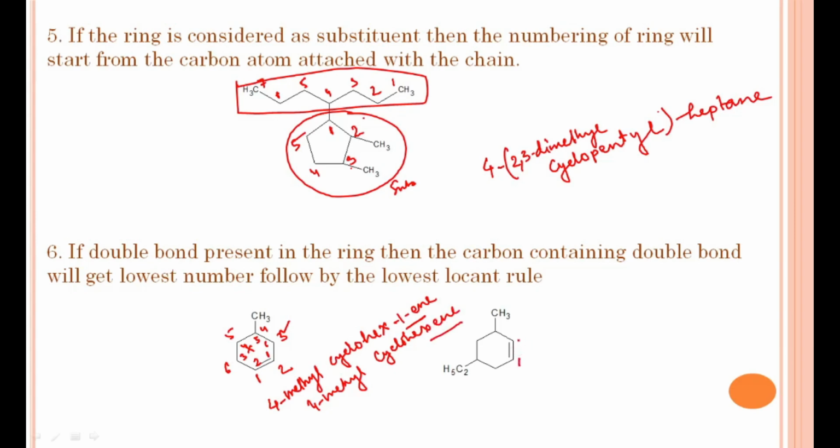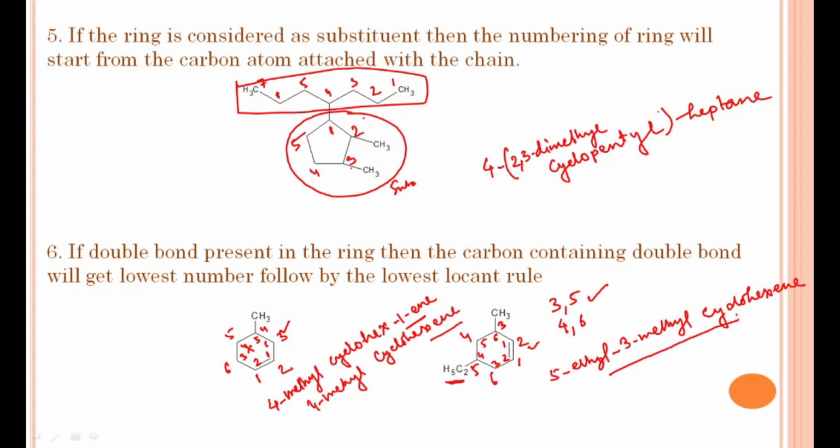Now let's take this example. We can give the numbering like this. The double bond will get the first number, 3 4 5 6, or else we can follow this numbering 1 2 3 4 5 6. If you follow this numbering process, the substituents are present at the 3rd position and 5th position. If we follow this, the substitution is present at 4th and 6th. So we have to follow this numbering process. So this will be the correct numbering process. So in that, what will be the name? Alphabetically ethyl comes first, so 5-ethyl-3-methylcyclohexene. Okay.